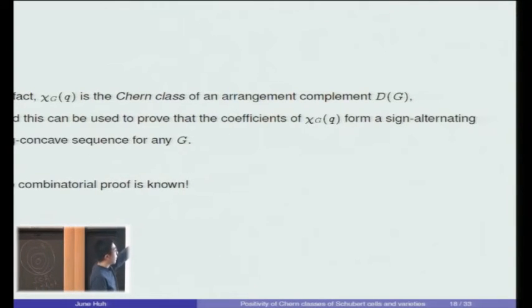So for example, one fact would be that these coefficients form a sign-alternating log-concave sequence for any finite graph. Well, whatever that means, it is a numerical inequality that is supposed to be valid for all finite graphs. So it should be something quite straightforward. It's a statement about all graphs, but somehow no combinatorial proof of that simple numerical inequality is known so far.